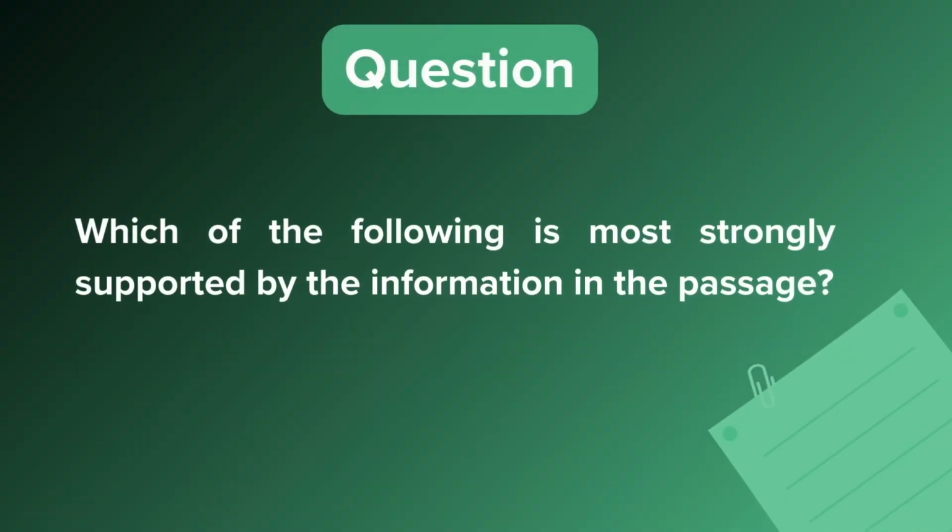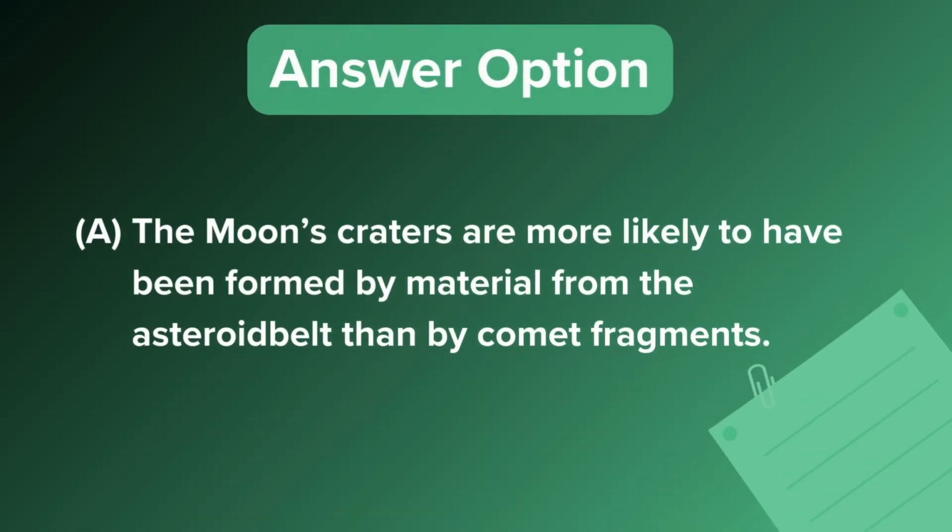Which of the following is most strongly supported by the information in the passage? Here, I can't really answer the question without, of course, looking at the answer choices. But again, I'm armed with the proper knowledge, so let's start with A. The moon's craters are more likely to have been formed by material from the asteroid than by comet fragments. Just now, when I did that quick analysis, we knew that the theory was that the evidence supports comet, not asteroid. So right away, I get rid of A.